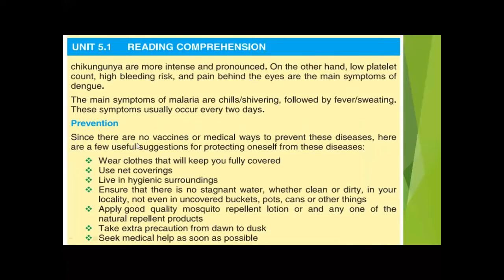In the prevention section, there is a line written in your book that since there is no vaccine or medical way to prevent these diseases, here are a few useful suggestions for protecting oneself from these diseases: wear clothes that will keep you fully covered, use net coverings, live in hygienic surroundings, and ensure that there is no stagnant water, whether clean or dirty, in your locality, not even in uncovered buckets, pots, cans, or other things.